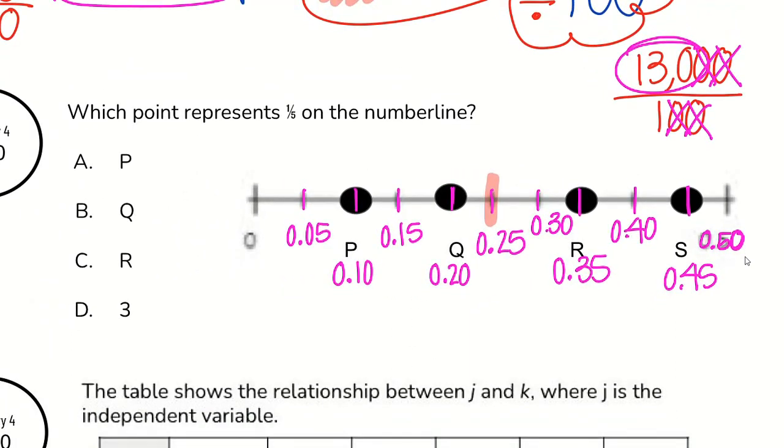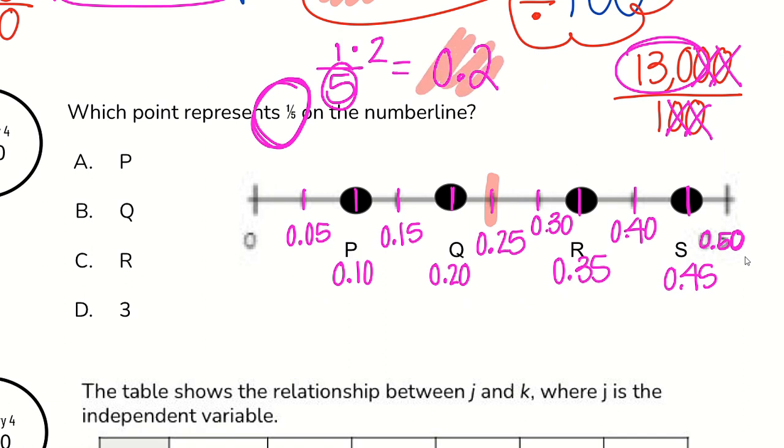So we want to know what 1/5 is. This is a benchmark. We should totally know this. But our fancy little trick, if we have a 5 on bottom, we can just multiply the top by 2, double the tenths. So this is really 0.2. 20 cents, which is answer choice B.